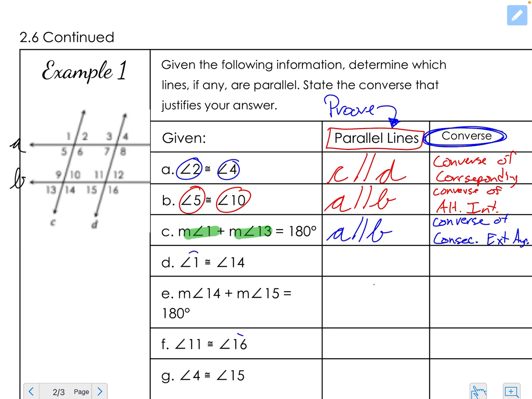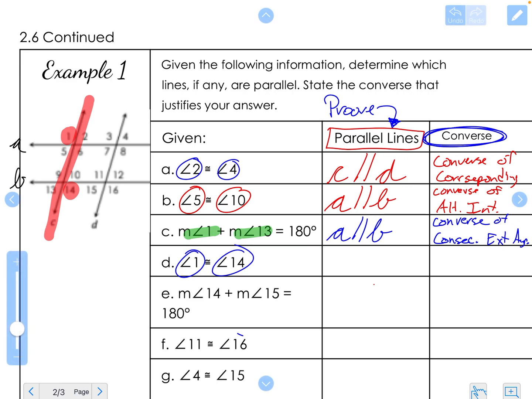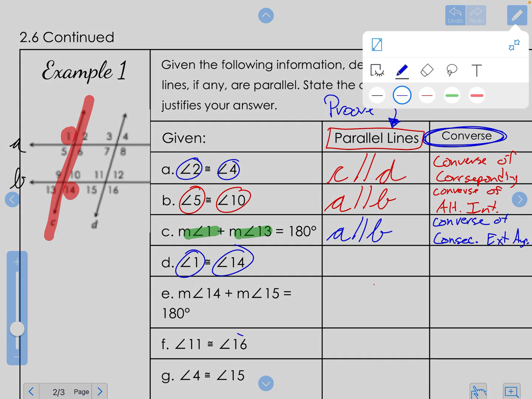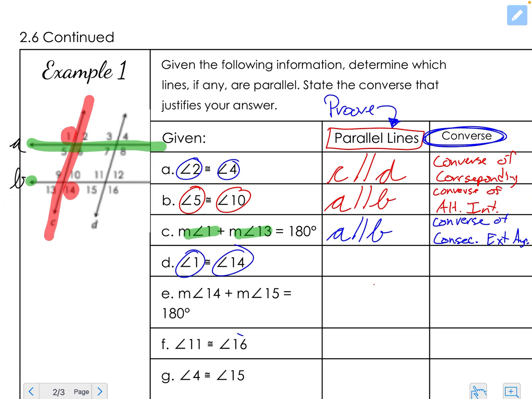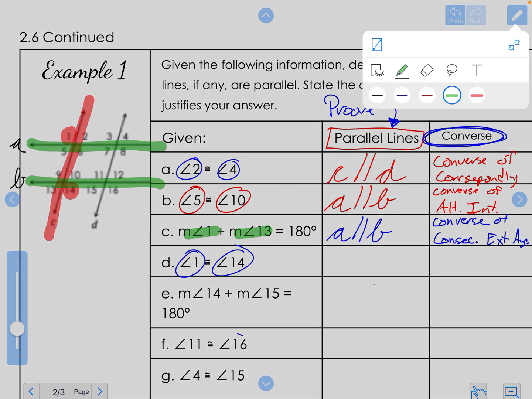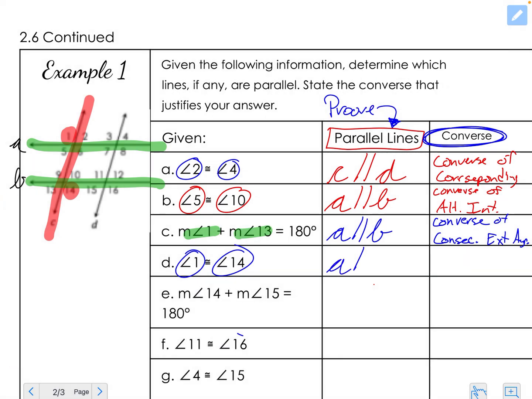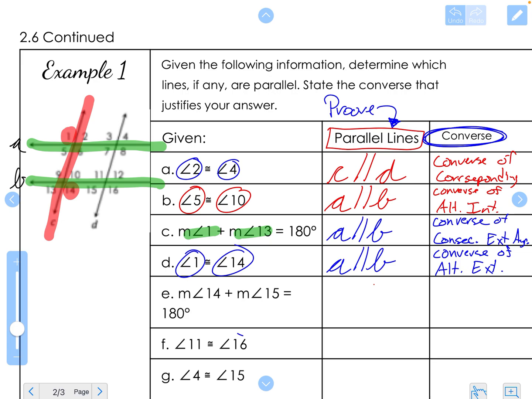All right, now we're looking at 1 and 14. So I've got angle 1 right here. I have angle 14 right there. So they are both on the transversal C. And since they are both on transversal C, that is going to make A and B parallel lines. So again, A is parallel to B. And the reason I know that it's parallel is because it's the converse of alternate exterior angles.